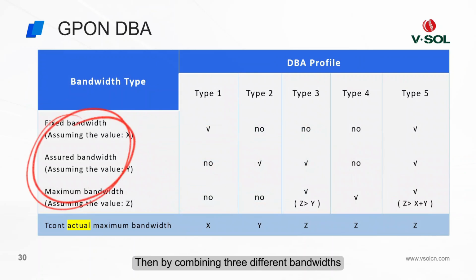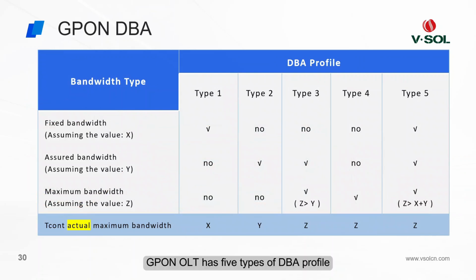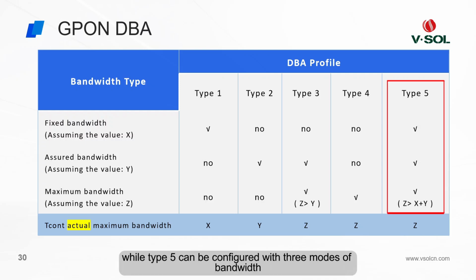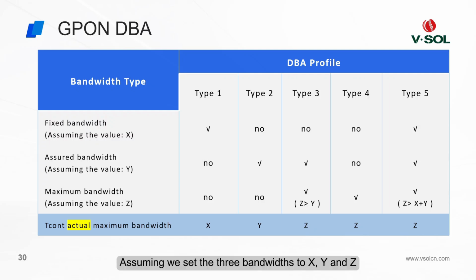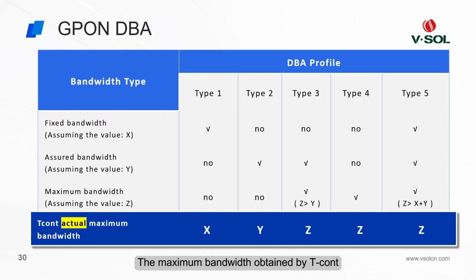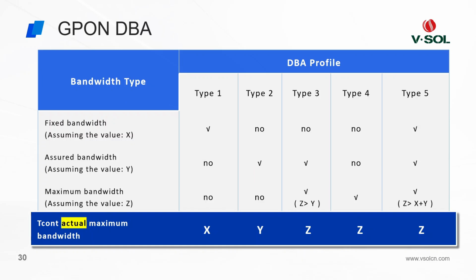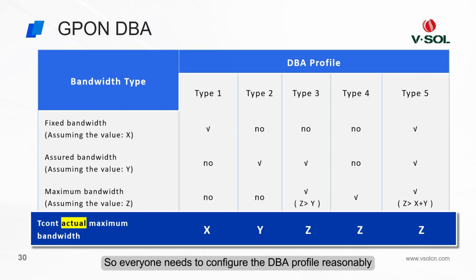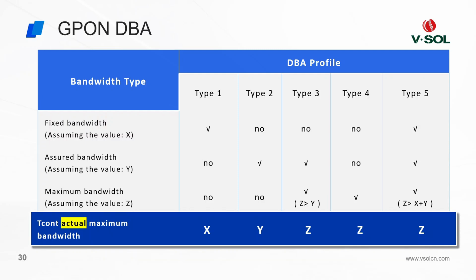Then, by combining three different bandwidths, GPON OLT has 5 types of DBA profile. Type 1 only has the fixed bandwidth, while Type 5 can be configured with 3 modes of bandwidth. Assuming we set the 3 bandwidths to X, Y, and Z. Please note that the maximum bandwidth setting should be larger than the other bandwidths. The maximum bandwidth obtained by the TCONT is shown in the table. So everyone needs to configure the DBA profile reasonably.